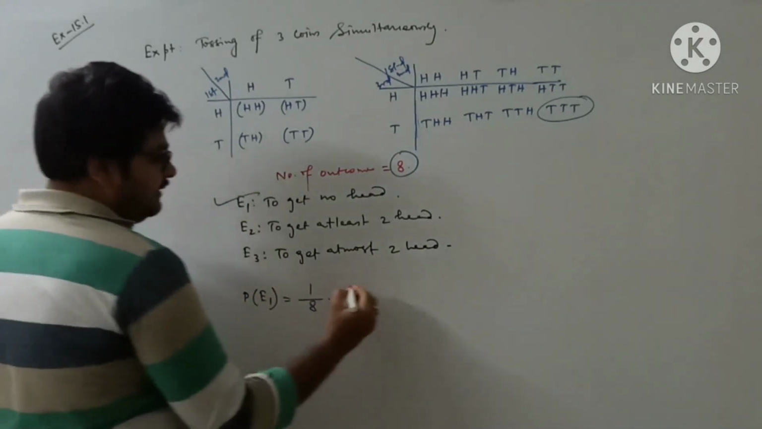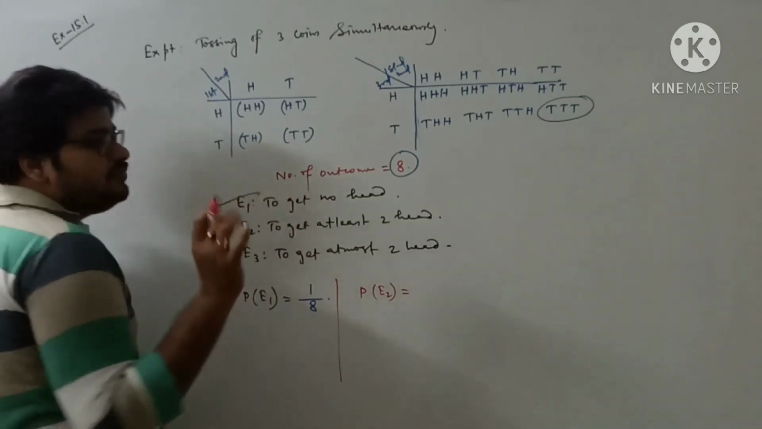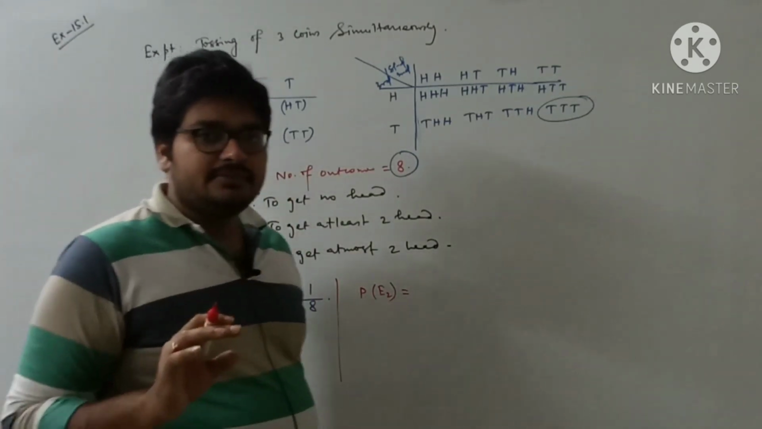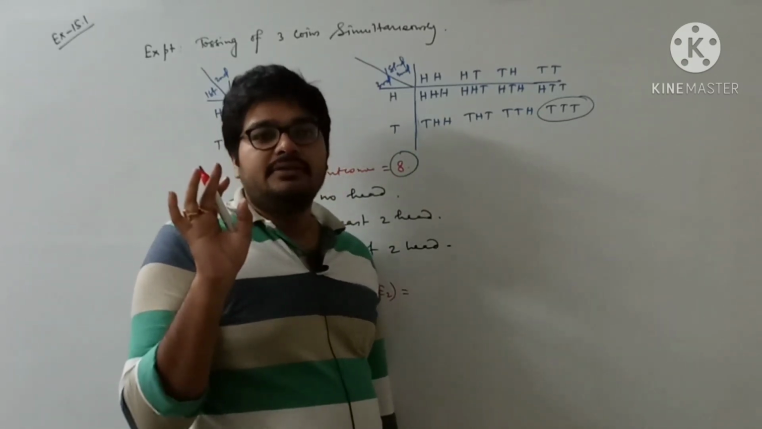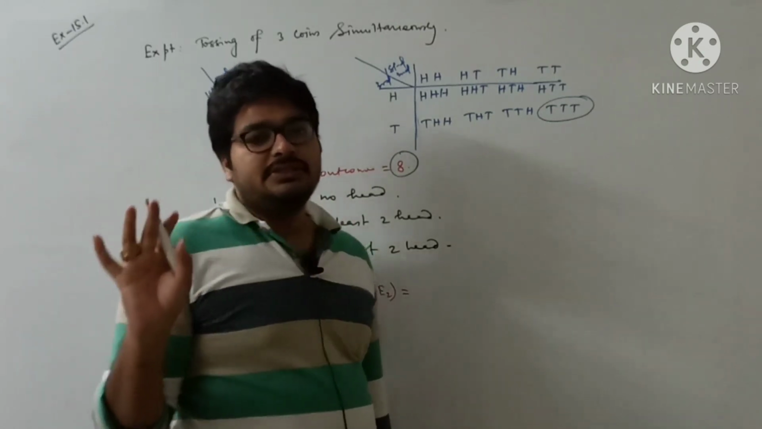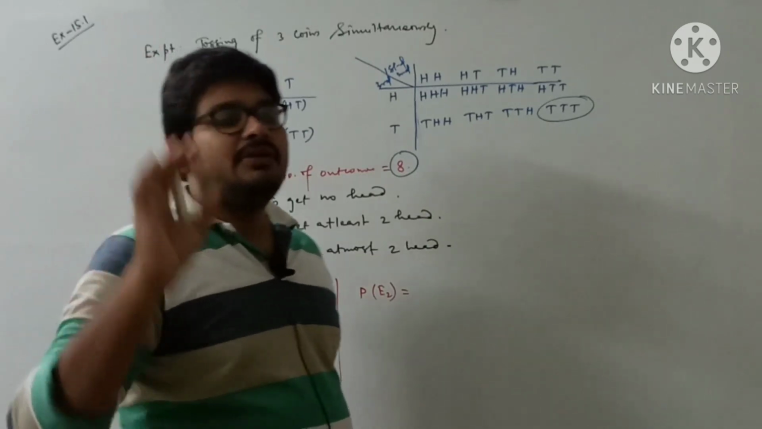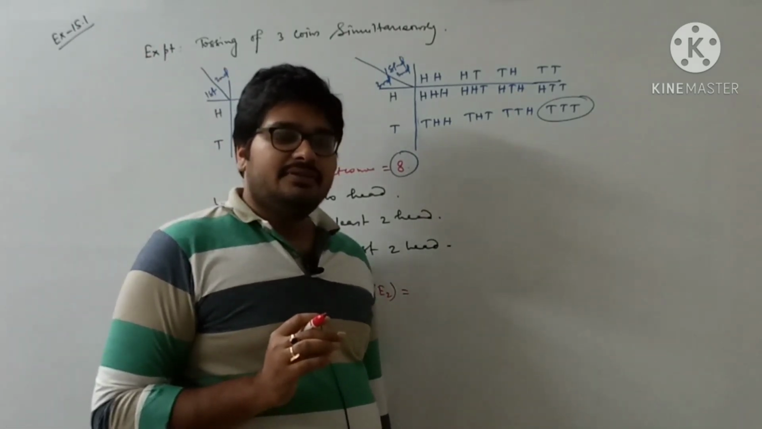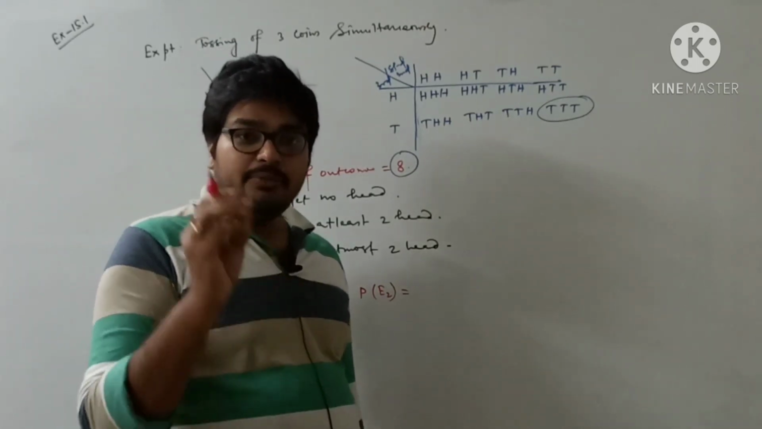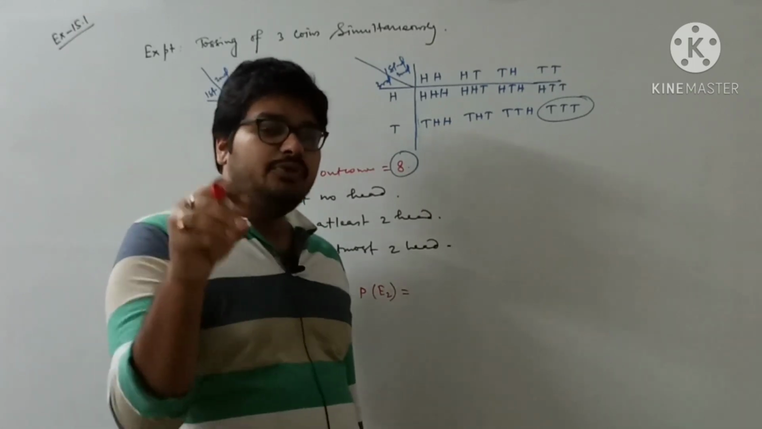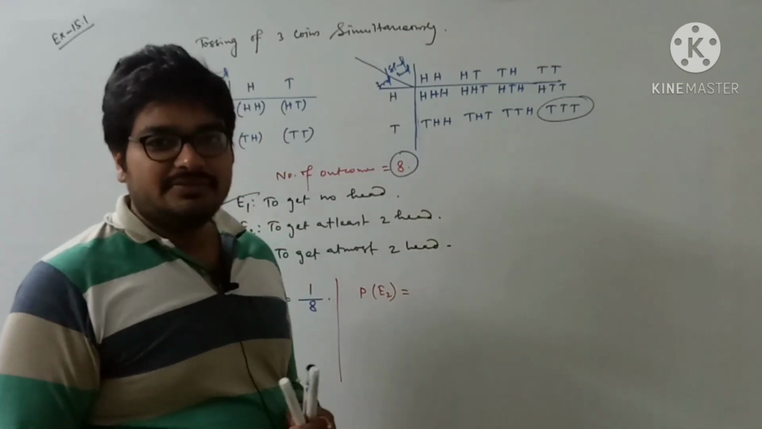Now for the next one, the probability of event 2: at least 2 heads. That's a minimum of 2 heads. Maximum I don't know. At least 2 heads means you have to take a minimum of 2 heads. Less than 2 heads you will not consider. Understand? Suppose I have told you that you can eat at least 2 rasgulla. So a minimum of 2 rasgulla you can eat. You have to eat a minimum of 2 rasgulla. Maximum how many you will eat is your choice.